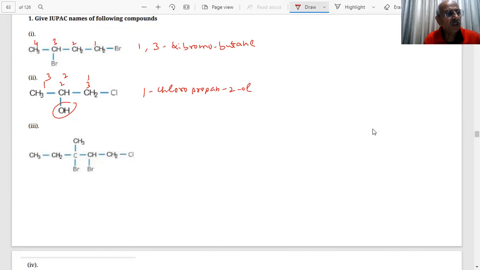The lowest number rule has to be used, students, in all the question answer sessions. One question on IUPAC naming is usually given to the students. They will be given one question to give the IUPAC name. 1 chloro, 2, 3 dibromo, 3 methyl.